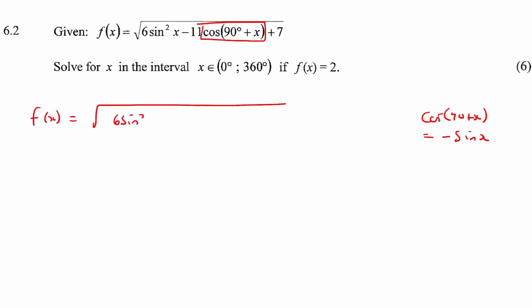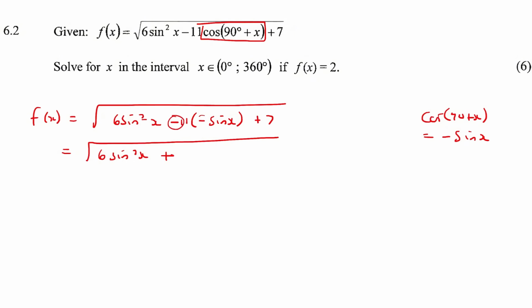6 sin squared minus 11 multiplied by negative sin x plus 7, which is then going to become 6 sin squared x plus, because that negative and that negative make a positive. Don't even look at the square root. What do you see on the inside? I see a trinomial. So I'm going to go and factorize that trinomial.